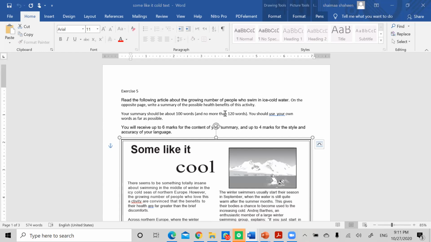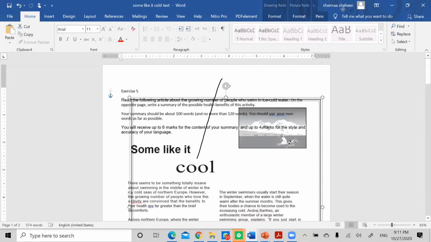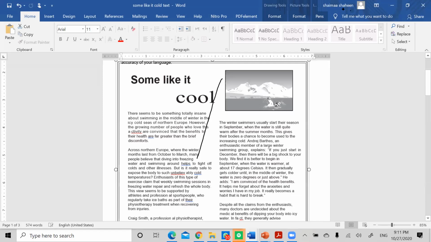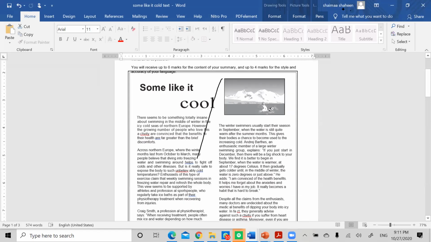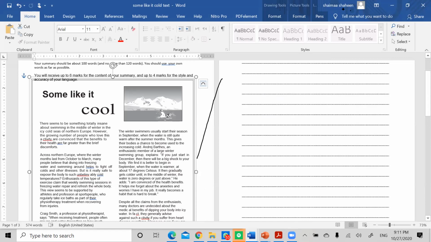Have a look here. Health benefit of this activity. This is my question. So I want you to read and to find the health benefit for this activity. You understood what I want? Can you please go down? Thank you so much. Okay. Miss, I don't think I understand what my question is.